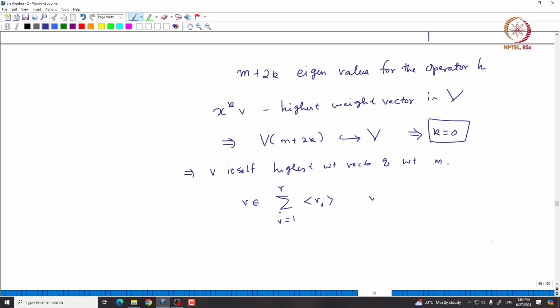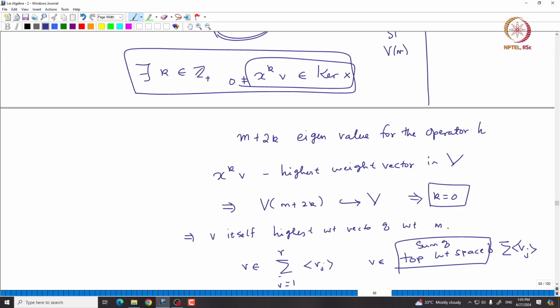It is going to lie inside the top weight space of the summation Vj, the sum of the top weight spaces, because it has weight m. So, it has to lie in the sum of the top weight spaces, which corresponds to m. Okay.